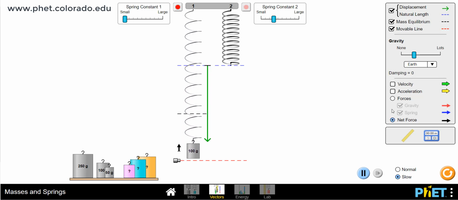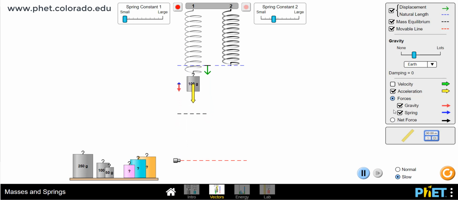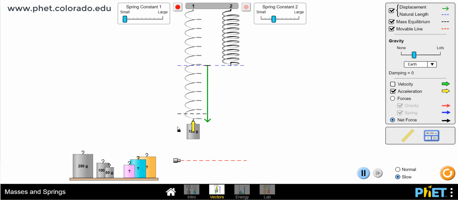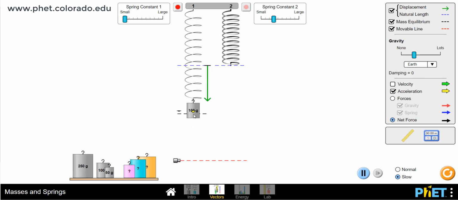Okay, a couple of other vectors to consider. Let's look at, first of all, the acceleration. No surprises here. The acceleration should always follow the net force. So when the net force is pushing up, the object will accelerate upwards. Newton's second law, F equals ma. When the net force on the system is pushing downwards, the acceleration will be downwards.